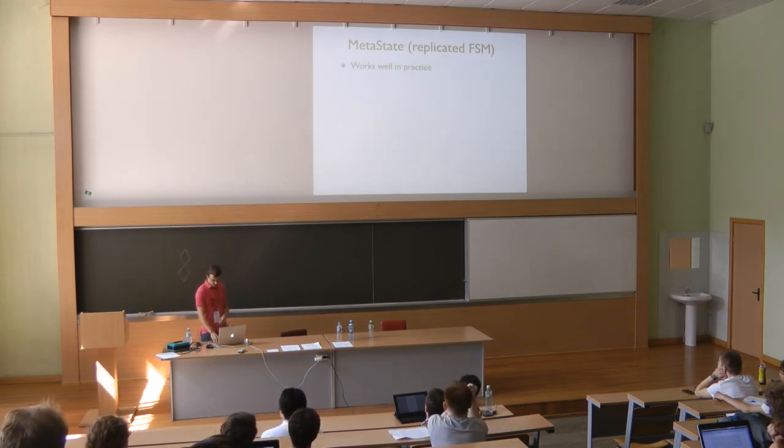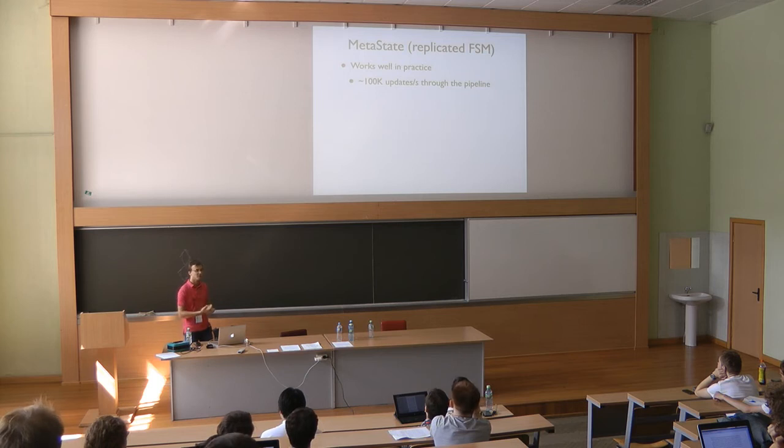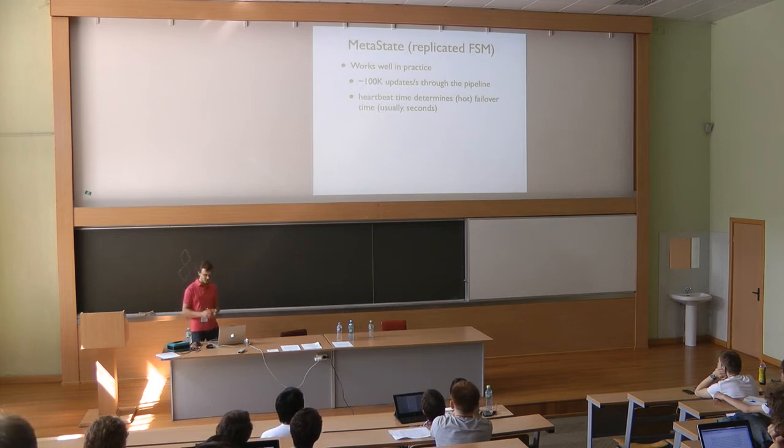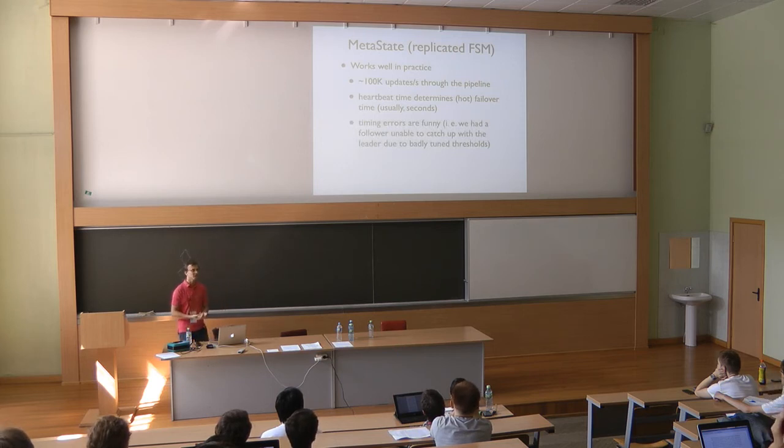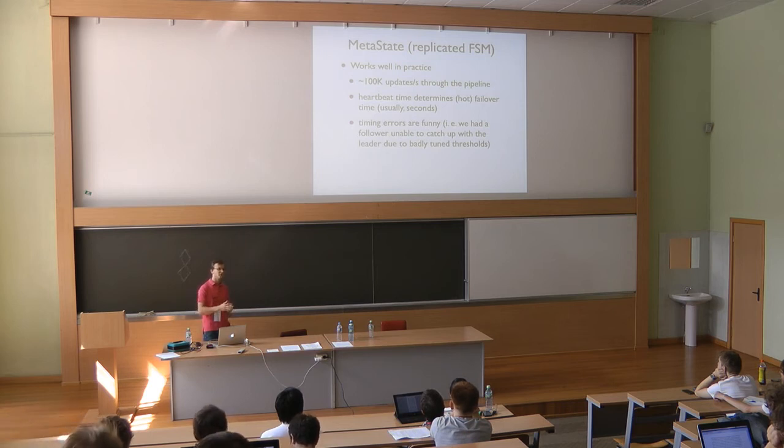Okay, so as I said, this works quite well in practice. We were able to achieve 100,000 updates per second. The failover time is usually determined by the heartbeat interval, which is usually a few seconds. And the funniest errors are the timing ones. For example, we had a situation where the follower trying to recover was not able to catch up with the active quorum. He was always a few changes behind and could not participate in the quorum.